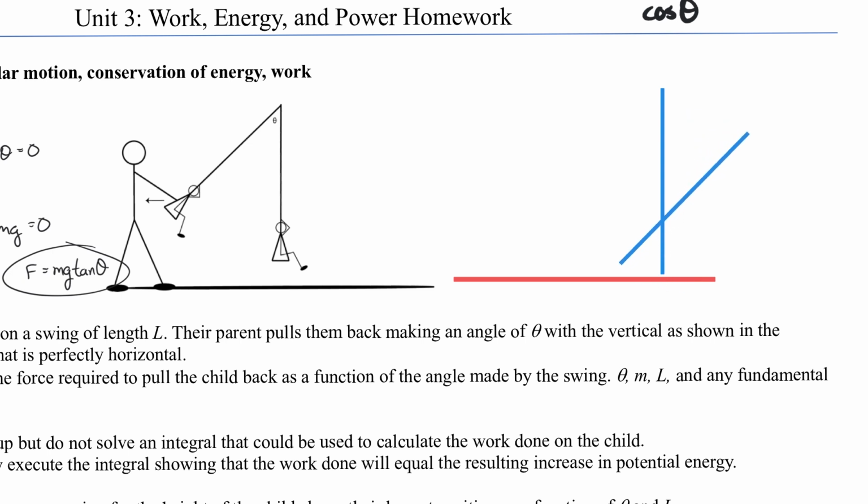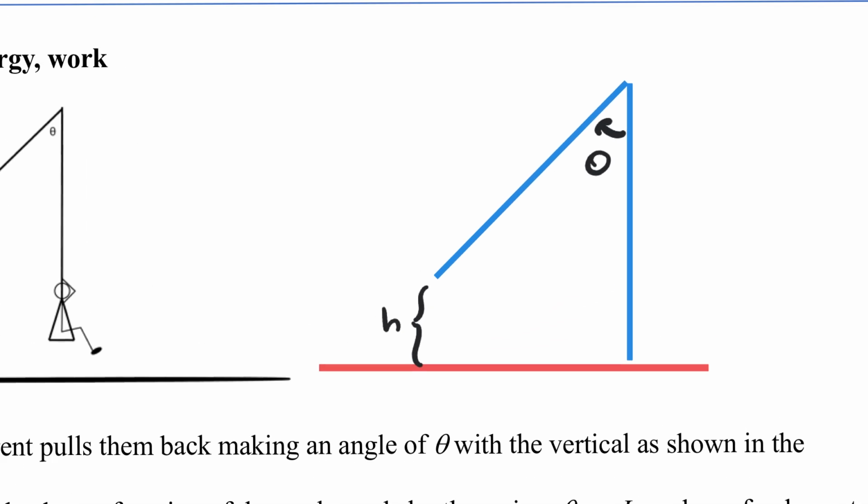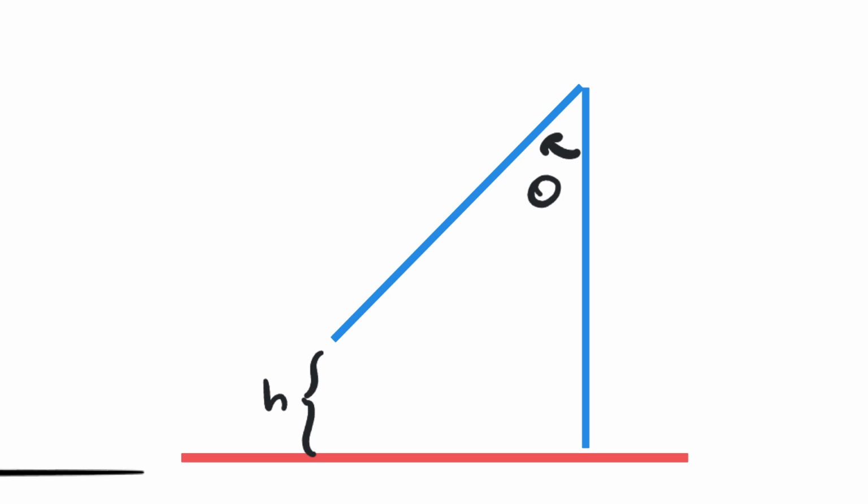I'm going to duplicate the string, so I know they are both the same length, and I'm going to draw it in such a way as to clearly show that they are the same length. When I move one of them by an angle theta, the child is lifted a distance h above the ground. Fair enough? All right.